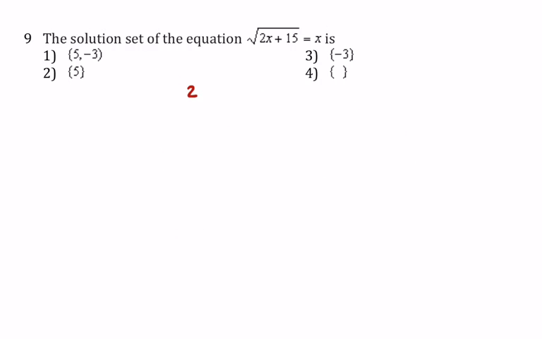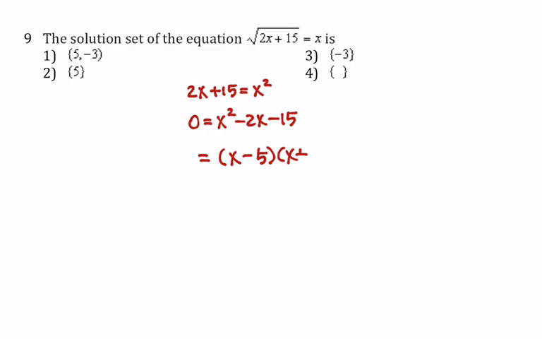Same kind of question, number 9 as well. So let's go through them together. Square both sides. And set one side equal to 0 by taking away 2x and 15. Now we factor. And find the values of x.